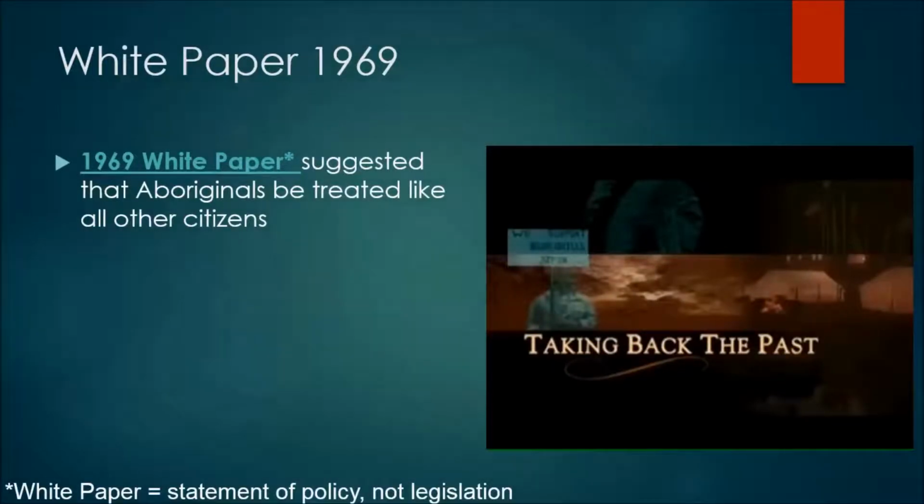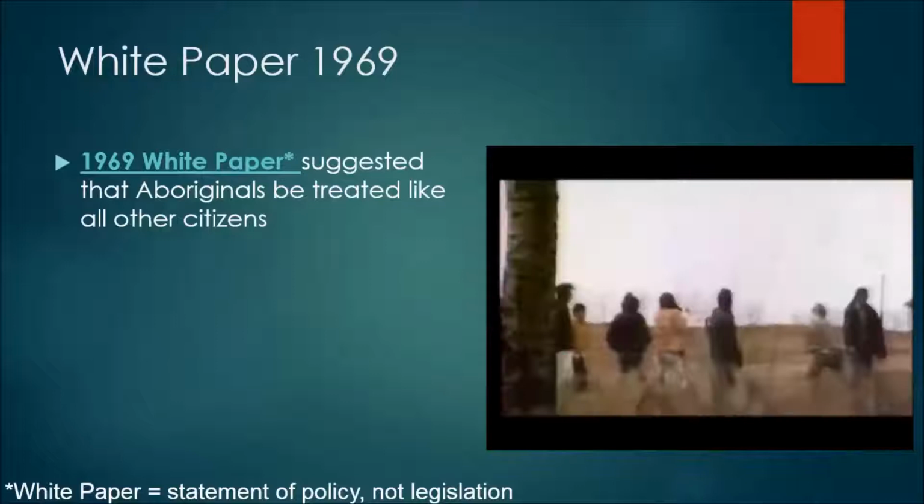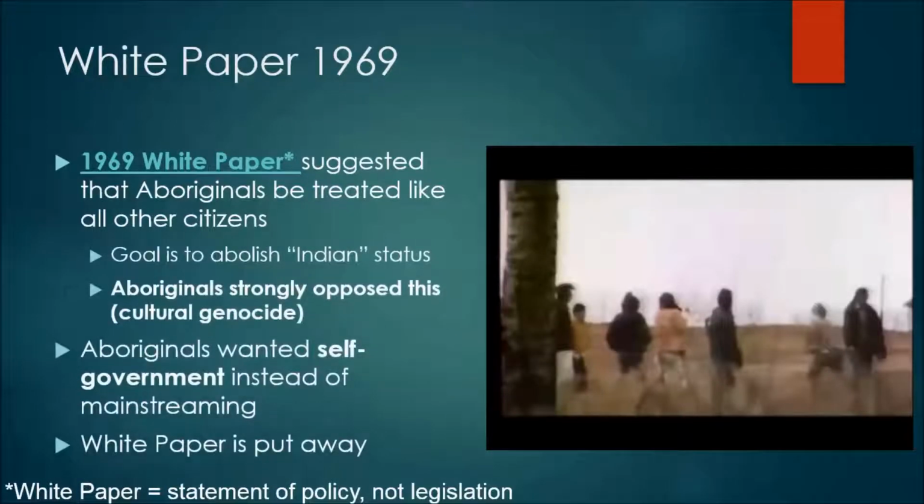So essentially, if you want to sum all that up, that 1969 White Paper suggested that Aboriginals be treated like all other citizens. So ideally you remove the Indian Act, and then they don't have any special rights. By the way, a White Paper is just a general statement of policy. It's not to create laws, but if they accepted the White Paper, then one of the steps following it would have been to get rid of the Indian Act. So, as you saw there, the goal of the White Paper is to try to abolish that Indian status, to try to get rid of any special treatment given to Aboriginals.